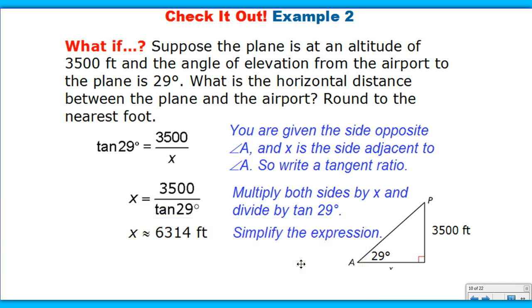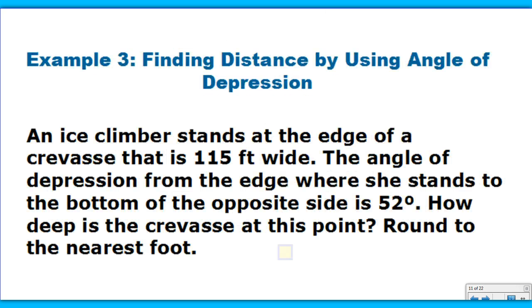And we find that the horizontal distance is 6,314 feet. So we're just spending today really looking for these triangles, aren't we? And using our trigonometric ratios to find either heights or horizontal distances primarily, right?